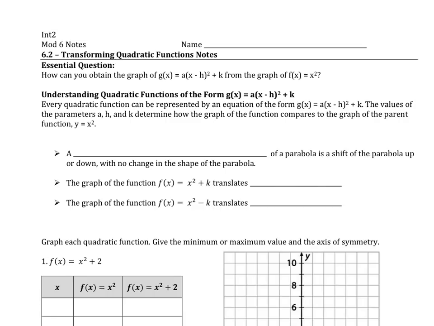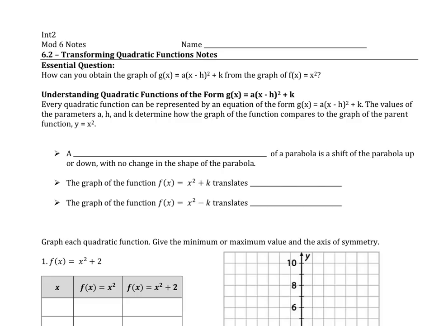All right, so we looked at the stretch and compression that was done when multiplying by a value A, whether it opened up or down, if it was stretch or compress. Now we're going to talk about transformations. And so how can you obtain the graph of g of x equals a(x minus h) squared plus k from the graph of f of x equals x squared?